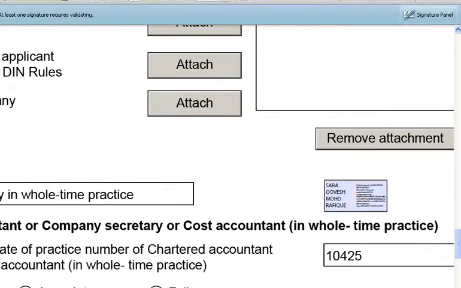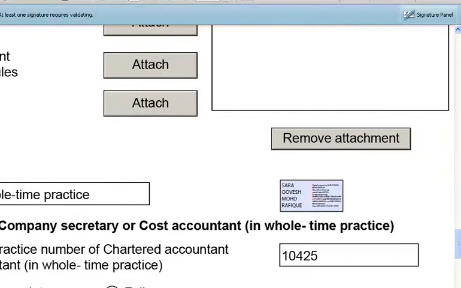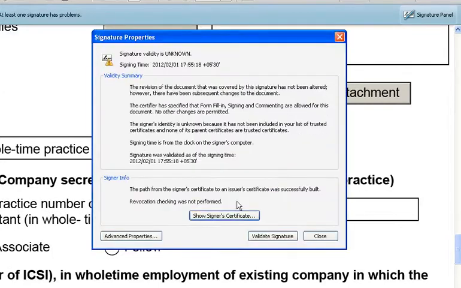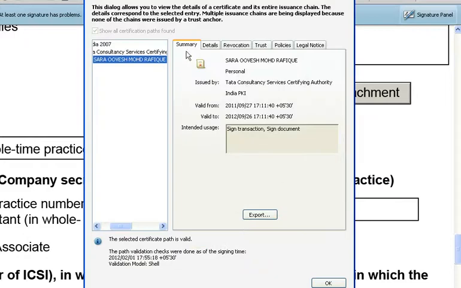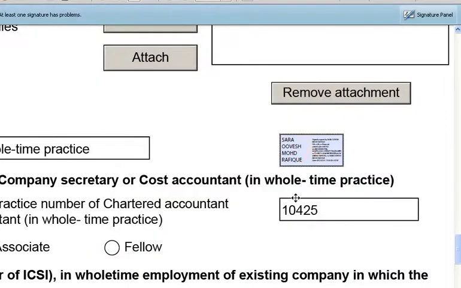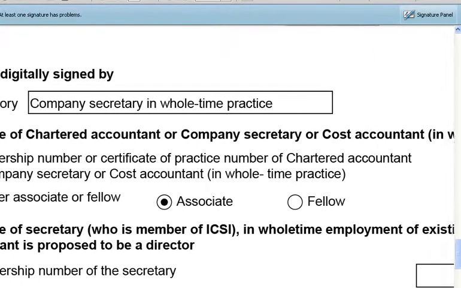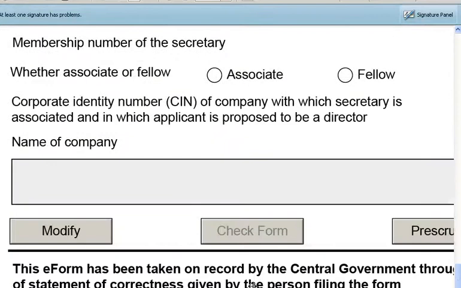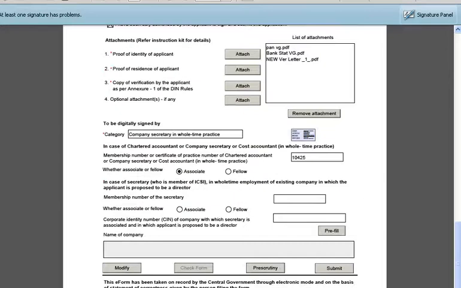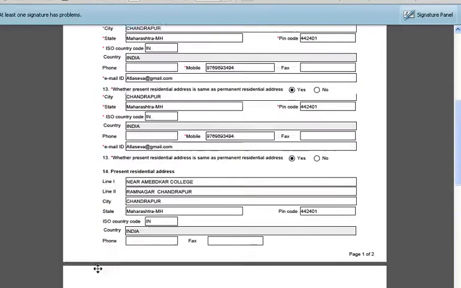This form for application of DIN number needs to be digitally signed by an attorney in India. This is the digital signature. So we will digitally sign the application on your behalf. After filling up the form, it will look like this, and then only we will get the DIN number.